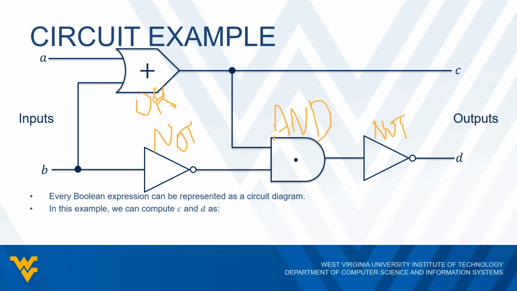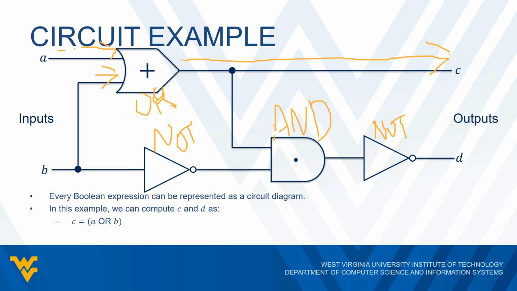So for example, let's say we want to try to compute the values of C and D. Now, what's going to be C? Well, it's going to be A or B because we have this OR gate up here. So the value of A is going to go in here. The value of B goes in here. And then its output is going to go all the way to C. So C in this case is going to be whatever A or B is.